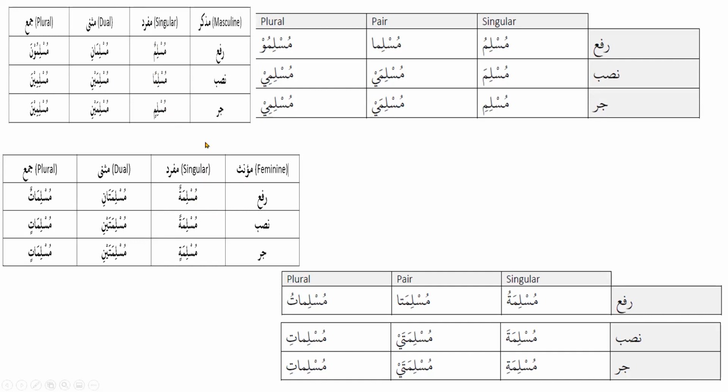Okay, so singular is done. Dual is very simple. It's ani and aini for the masculine, and tani and tayni for the feminine. Okay, so this is what we know.